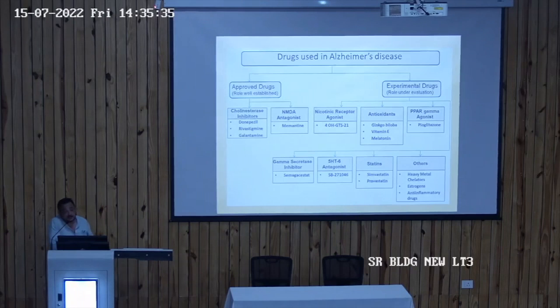Gamma secretase inhibitors. It is semagestat. Gamma secretase क्या कर रहा है? Increase the production of A beta amyloid. So gamma secretase inhibitors decrease the production of A beta amyloid, so prevent the disease progression, hypothetically. Otherwise, everything will happen. Statins, simvastatin, pravastatin, because they can prevent the future infarcts.